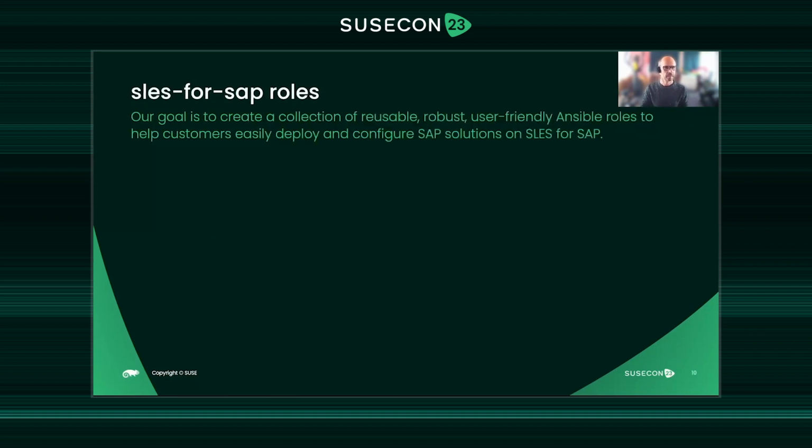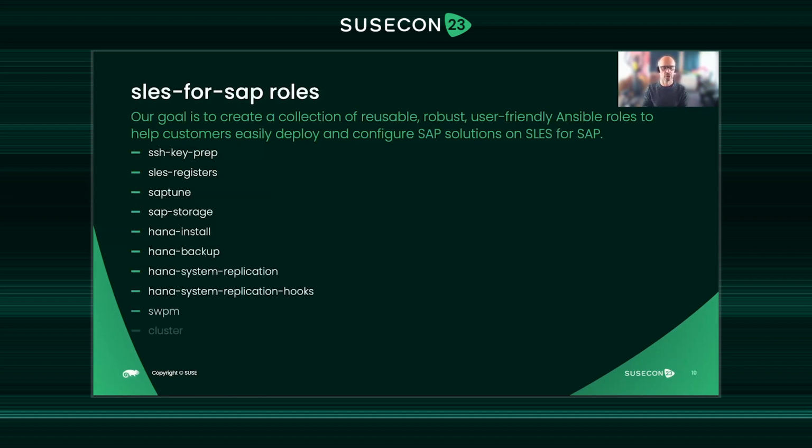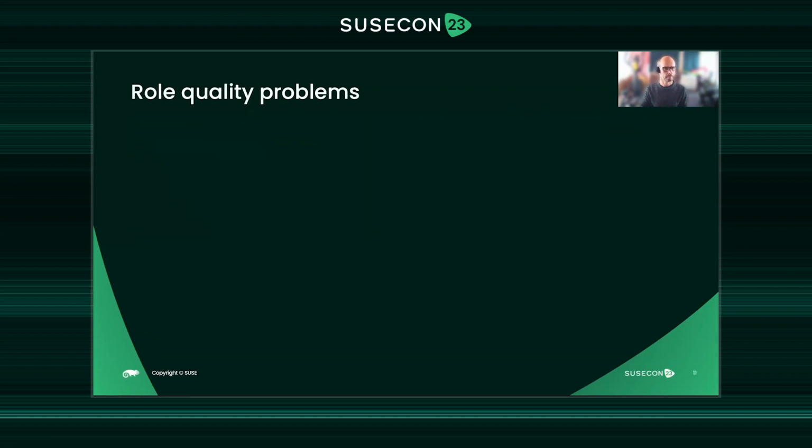So, Ansible roles for SAP, what are we trying to do? Really, our goal is to create a set of reusable, robust, user-friendly roles that help customers configure their SAP solutions on SLES. There's a bunch of roles that are currently in the making, all kinds of different things: to prepare SSH keys, install and configure saptune, do storage for SAP, install HANA, back it up, do all the system replication. We support SWPM for installing S/4, and we've got a clustering role where we can cluster solutions as well.